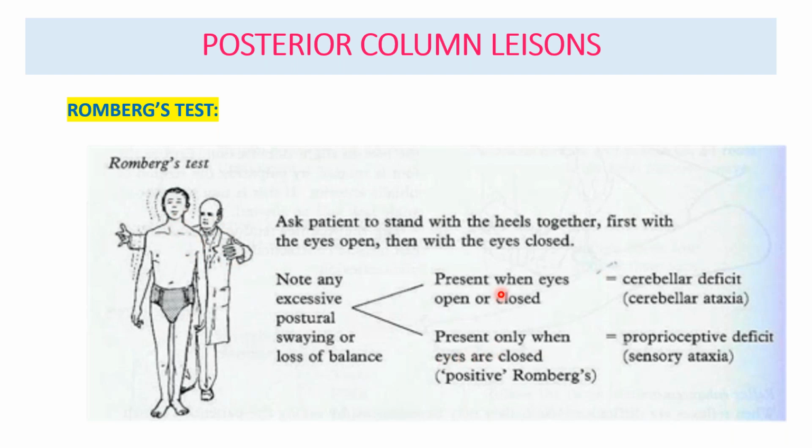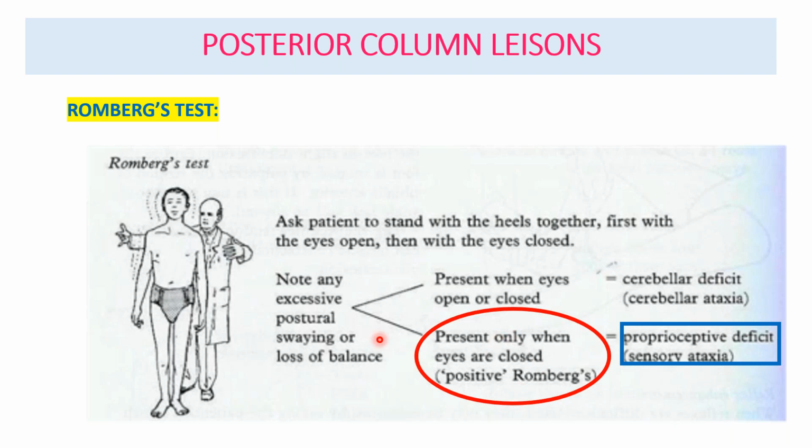When the eyes are open or closed, in both conditions, if the patient is swaying or is falling, that means cerebellar deficit is there, cerebellar ataxia. And if the patient is swaying only when the eyes are closed, this is called a positive Romberg sign. This is a positive Romberg sign, which is seen in posterior column lesion, proprioceptive deficit, the sensory ataxia.